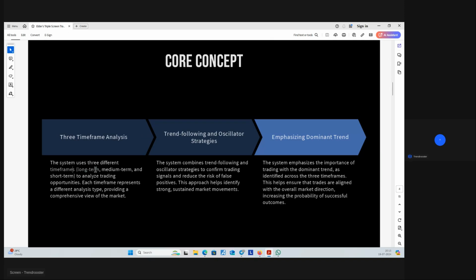So, three time frame analysis. The system uses three different time frames, long term, medium term, and short term, to analyze trading opportunities. Each time frame represents a different analysis type, providing a comprehensive view of the market. This is the best thing you could find compared to any other swing trading.